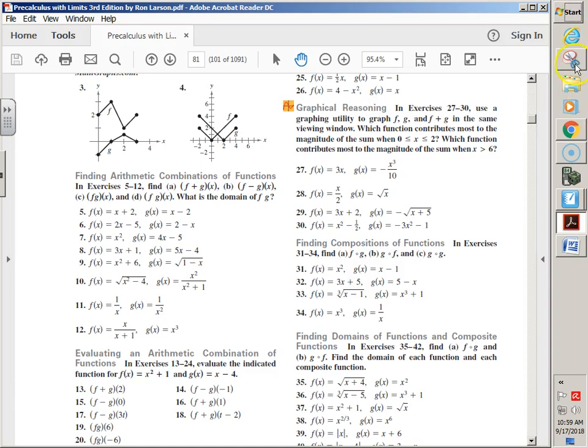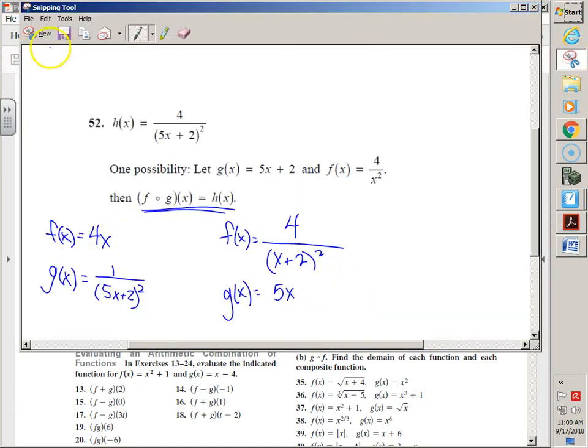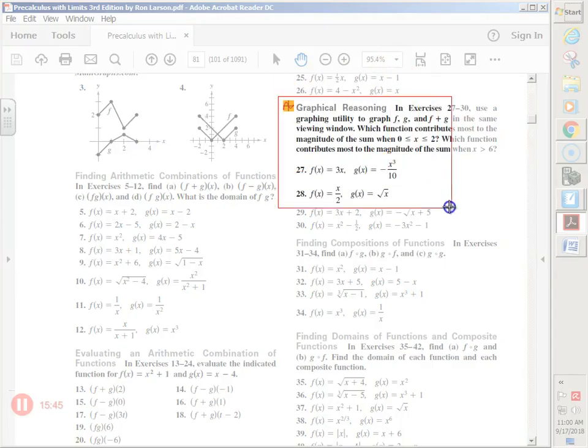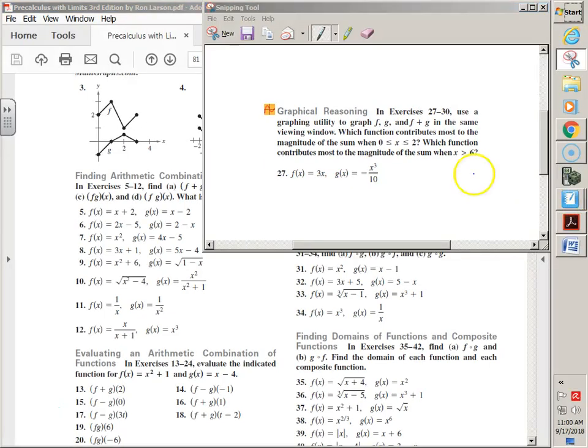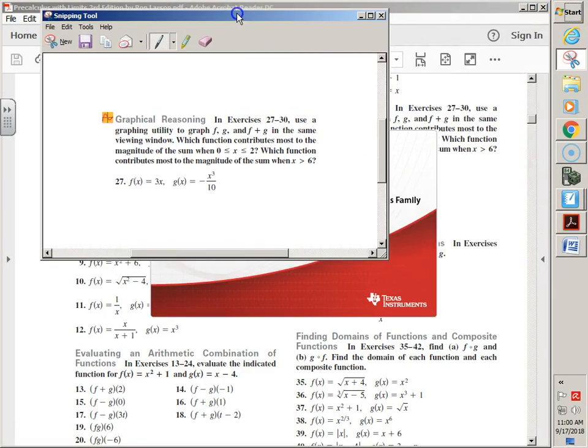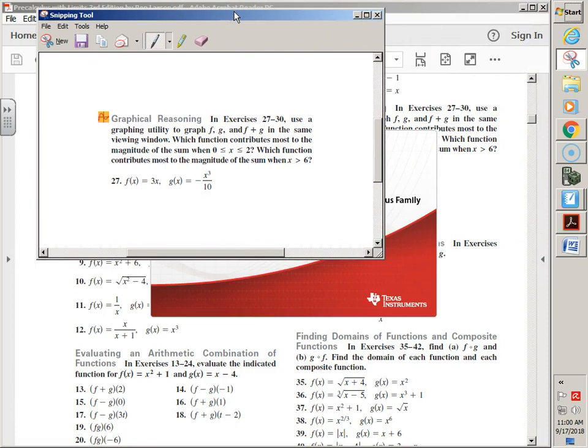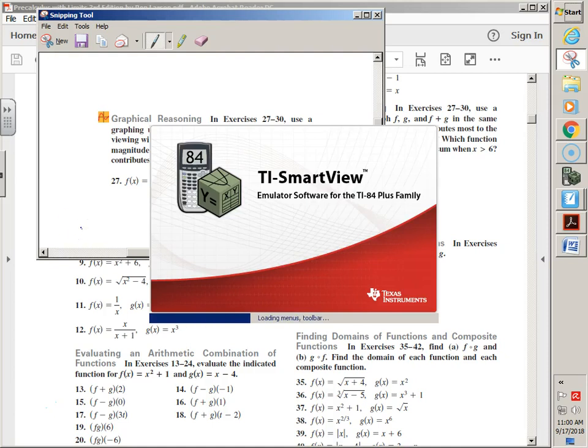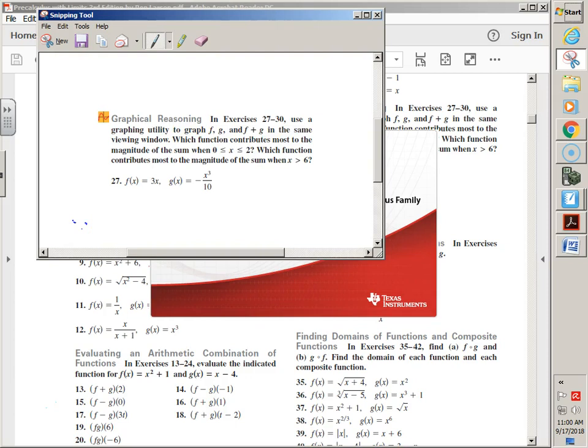So 27 is asking in the directions to graph all sorts of functions. Pull up your graphing calculator. Use a graph to graph f and g and f plus g. Which function contributes most to the magnitude of the sum? You guys know what contributes means, right? Like adding to. Oh, it's not going to let me do it for a second. Hold on.